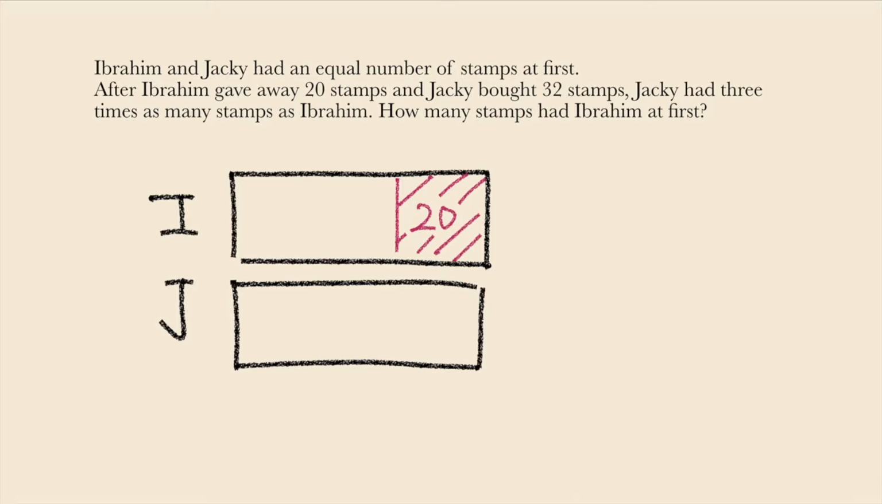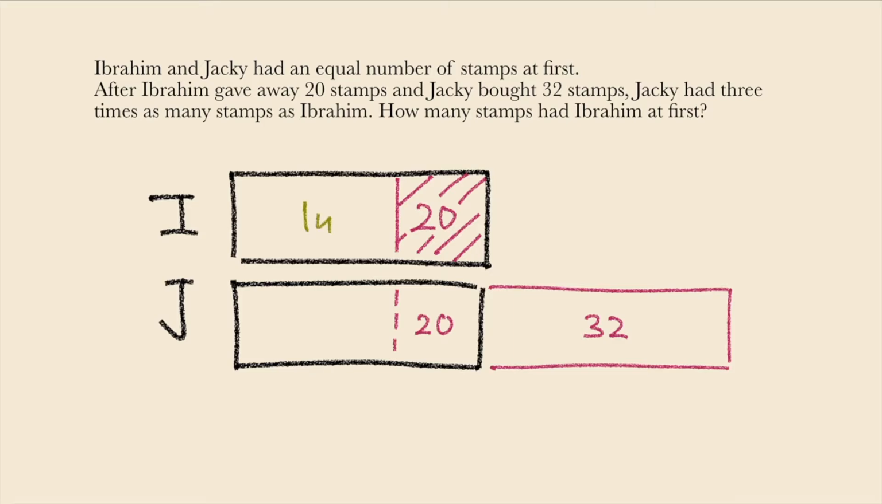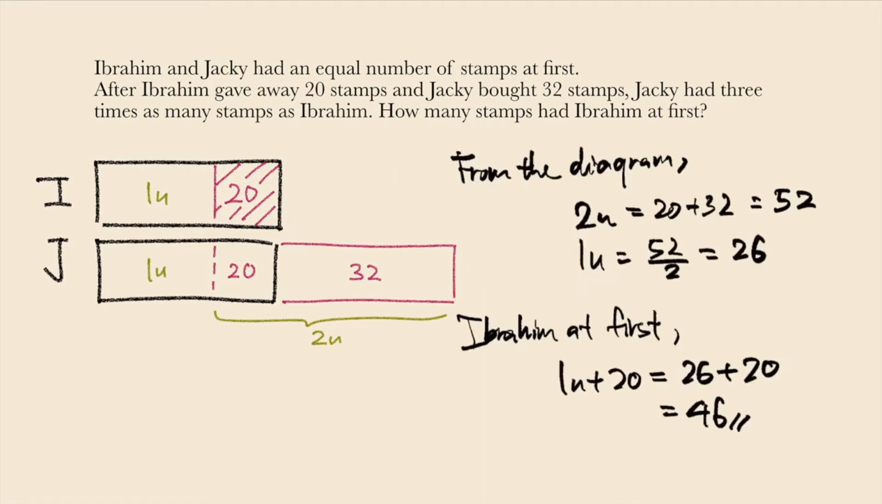And now I gave away 20, so that's shaded away. And let's show Jackie gaining 32 stamps. Now, having drawn 20 up here, we can draw 20 below and show that the units will be 1 for I and 3 for J, which means 1 unit and 2 units, making up a total of 3 units. Therefore, 2 units is equal to the sum of 20 and 32, which is 52.